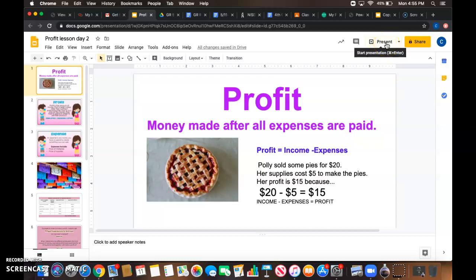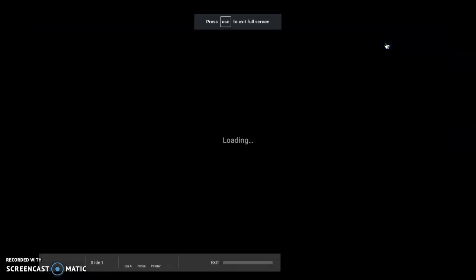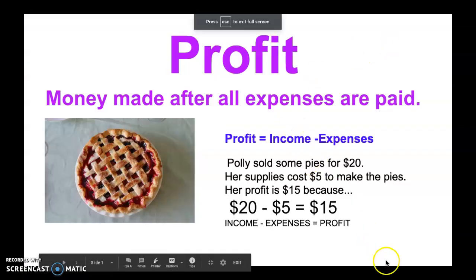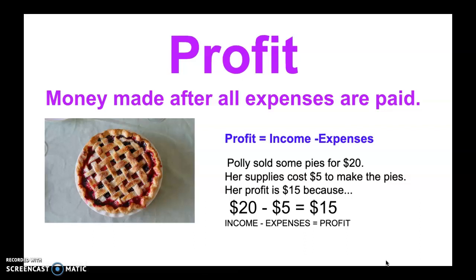Hi guys, today we are going to continue with profit. So profit, just as a reminder from yesterday, is money made after all expenses are paid. So profit equals income minus expenses.